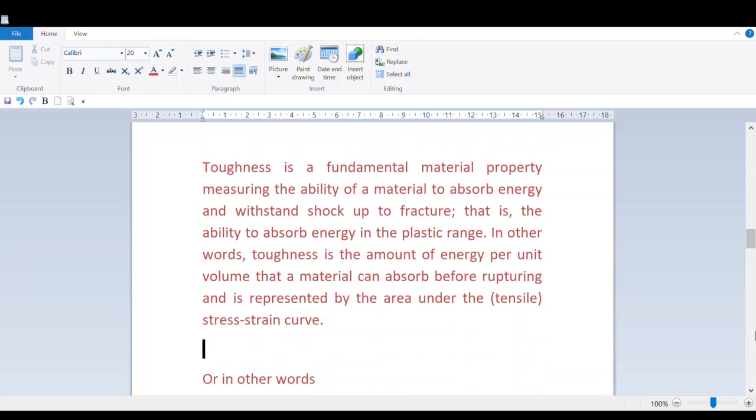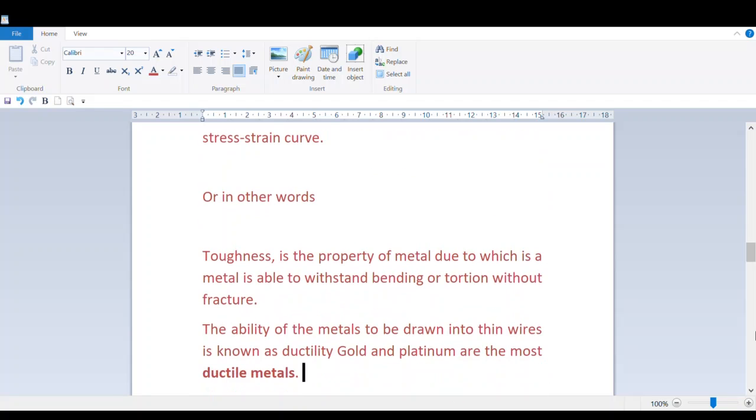What is toughness of a material? Toughness is the fundamental property measuring the ability of a material to absorb energy without fracture, and withstand shock up to fracture. In simple terms, toughness is the property of metal due to which the metal is able to withstand bending or torsion without fracture. Bending in the sense it will bend without breaking. A tough material will bend without breaking, and a tough material will twist without breaking.